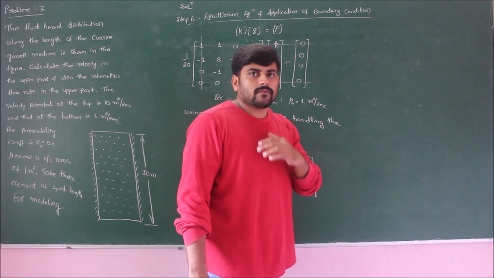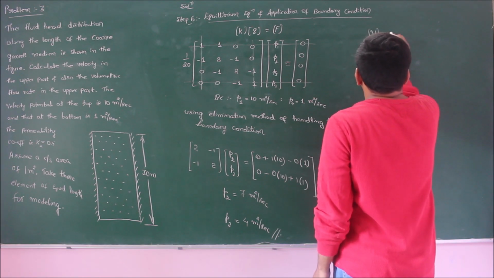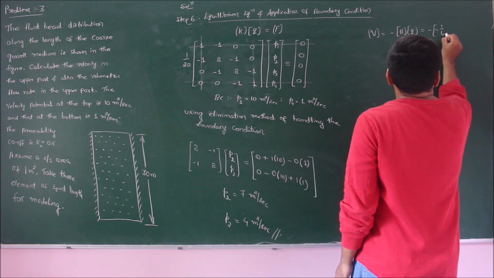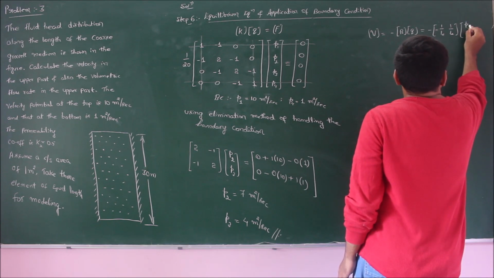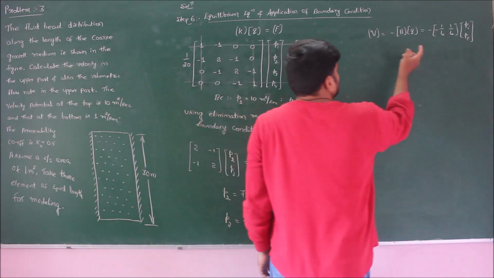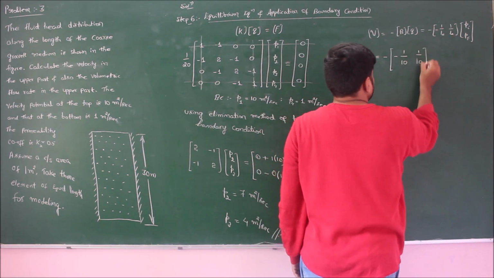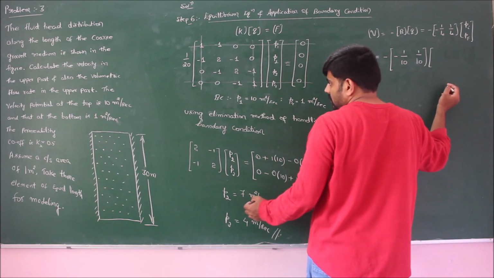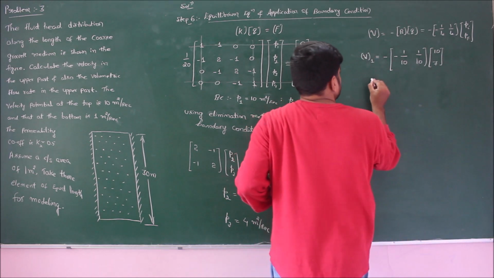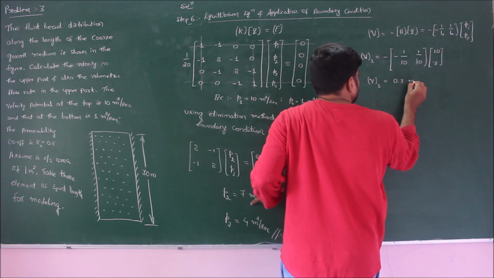Now he has asked us to calculate the velocity and volumetric flow rate at the upper part. As we know, the velocity is given by minus of the strain displacement matrix into Q, which is nothing but minus of minus 1 by LE, 1 by LE, times the velocity potential of the initial node and the velocity potential of the final node. For the upper part, we have element 1, and the node numbers are 1 and 2. So substituting the values, the velocity at the upper part, that is for element 1, is equal to minus of minus 1 by 10, plus 1 by 10, times P initial, which is P1, given as 10, and P final, which is P2, obtained as 7. So solving which, I will get the velocity at the upper part, that is for element 1, as 0.3 meters per second.